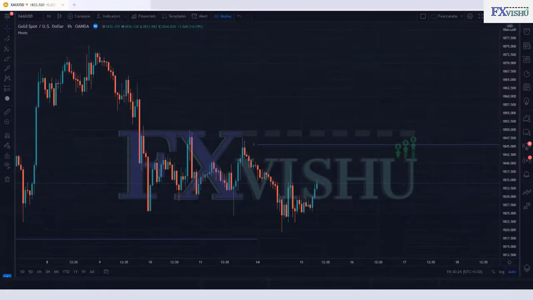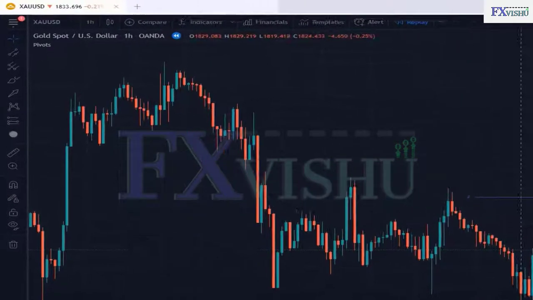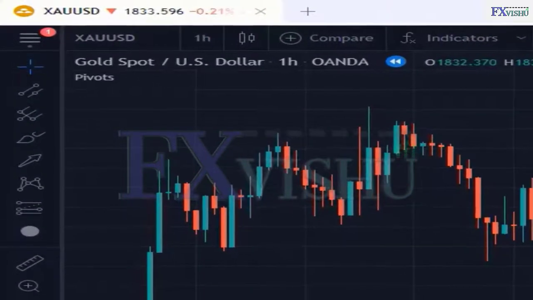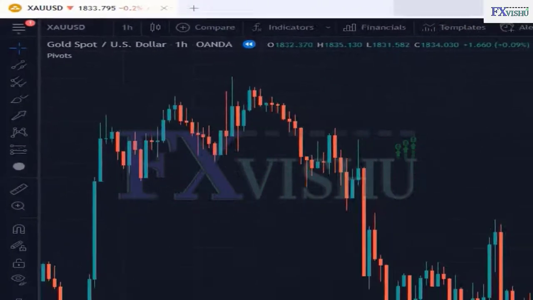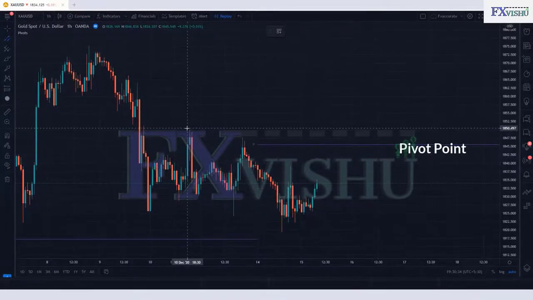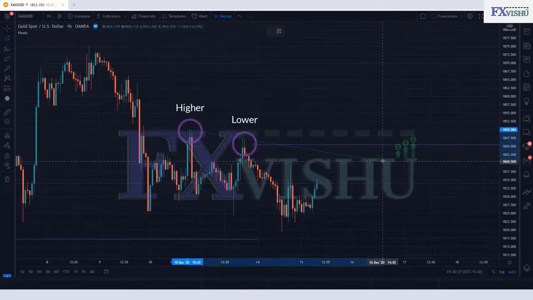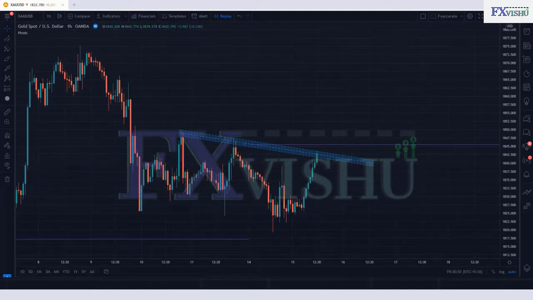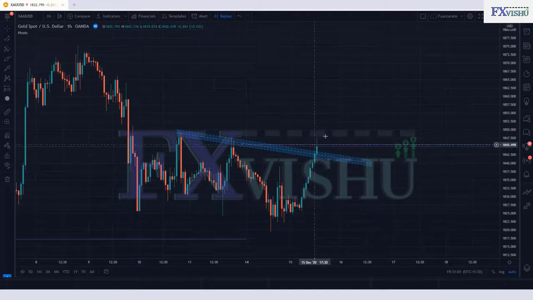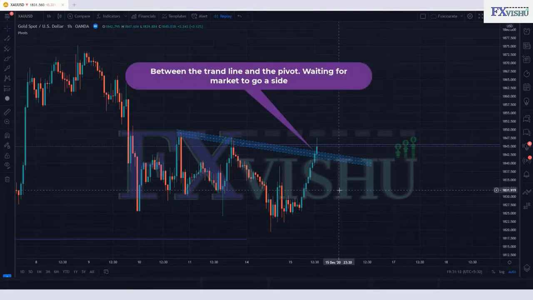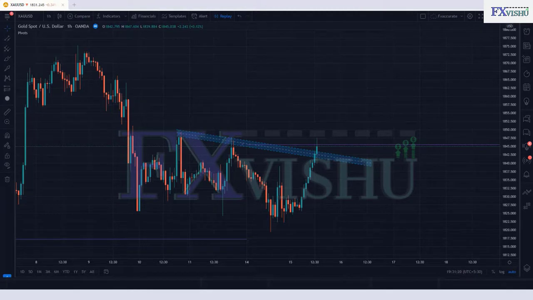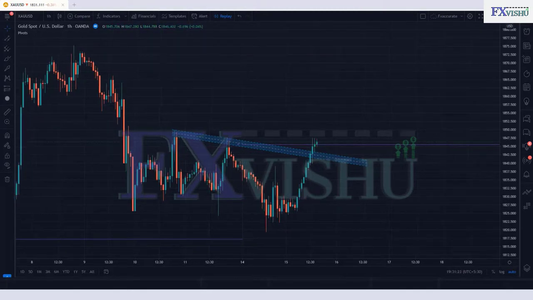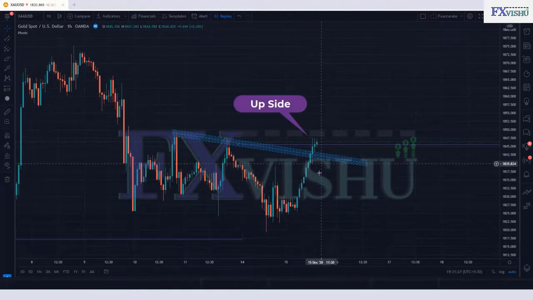Now we see a live example of this strategy. We first open the chart of H1 gold. Here is our pivot point. After this we draw the trend line from higher to lower. We will be waiting here for the market to go up from the trend line and pivot point. Here the market has come up from the trend line and the pivot point.